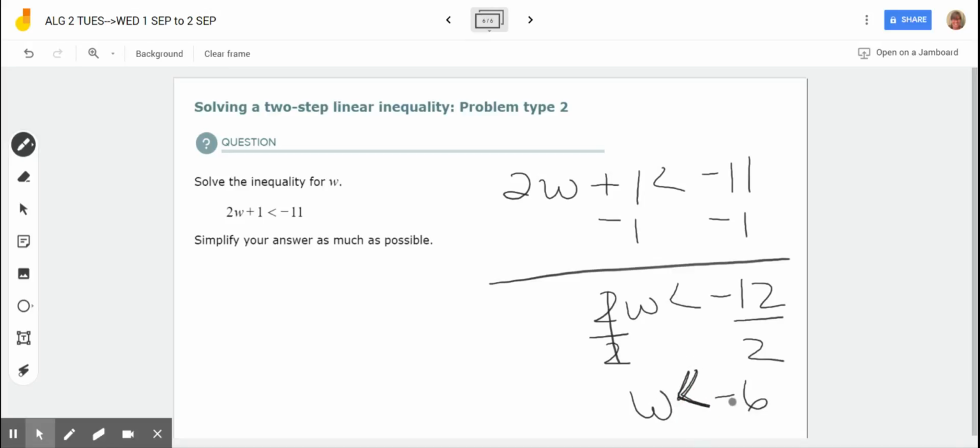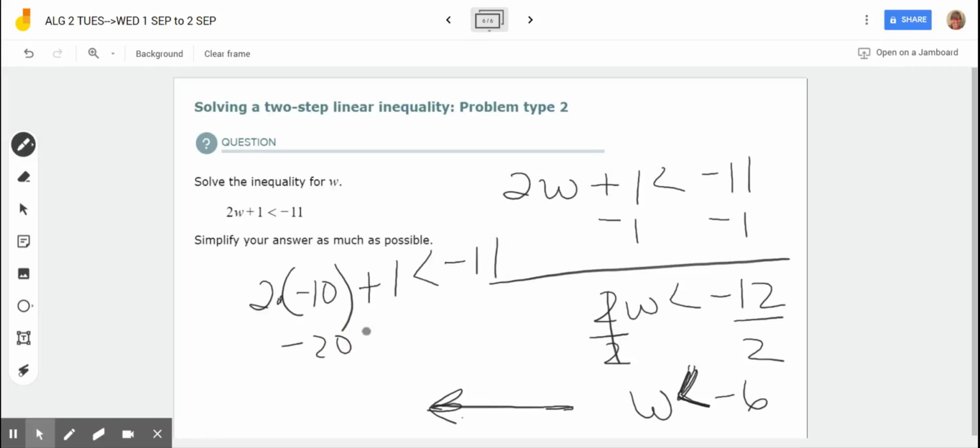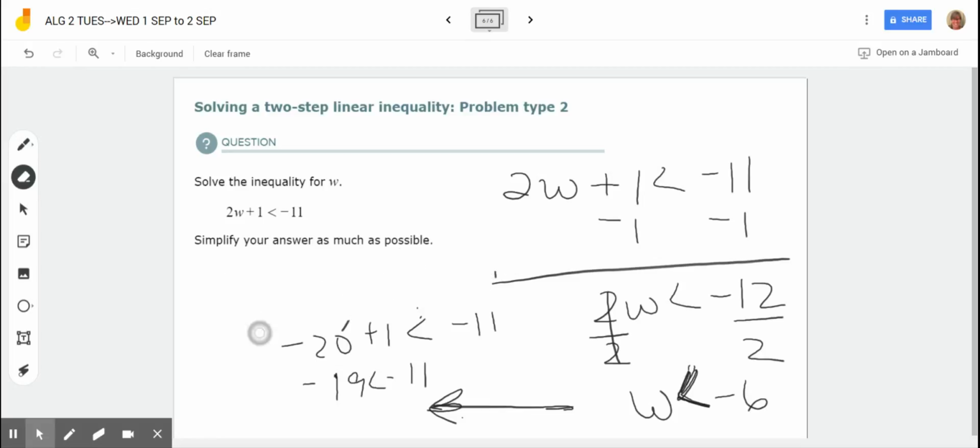We should probably talk about how to check it. You can basically check -6 or actually pick a number less than -6, something to the left of -6. Pick like -10. 2 times -10, plus 1, is that less than -11? -20 plus 1, that's -19. Is -19 less than -11? Check. So obviously we can't check it for every single one, but it is a way to check and see if you are on the right path.